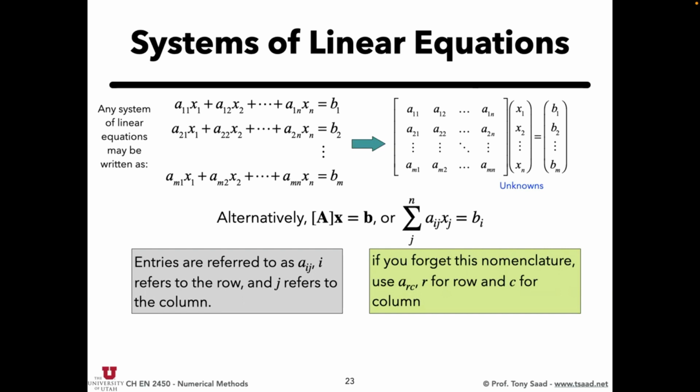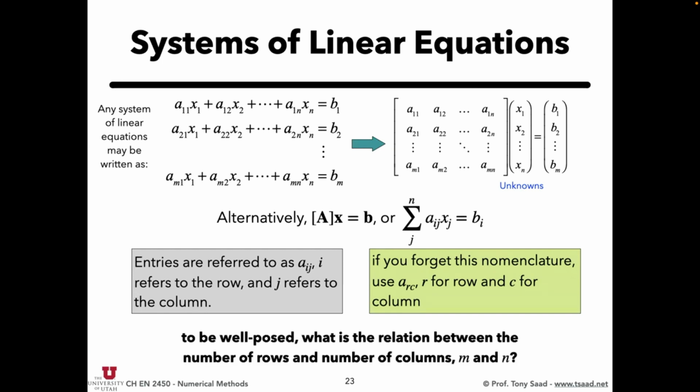Now the last entry, Amn, is essentially telling you the size of this matrix. This is an m by n matrix, m rows and n columns. Now, let me ask you this. For this system to be well posed, meaning can we find a solution for this system, there should be a relation between the number of rows and the number of columns. Yes. Why?